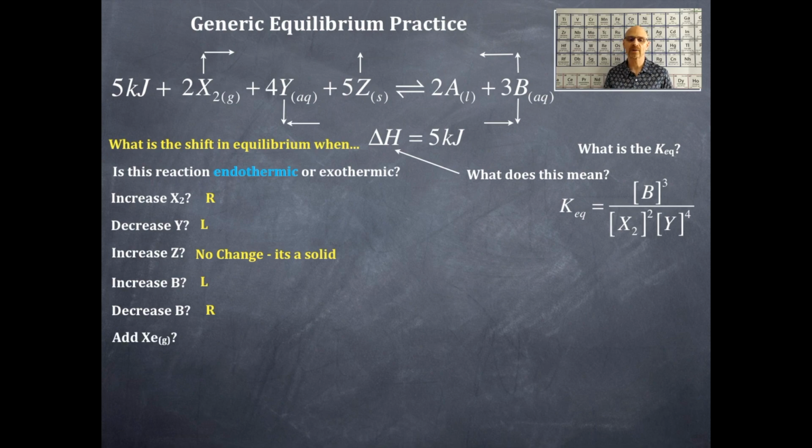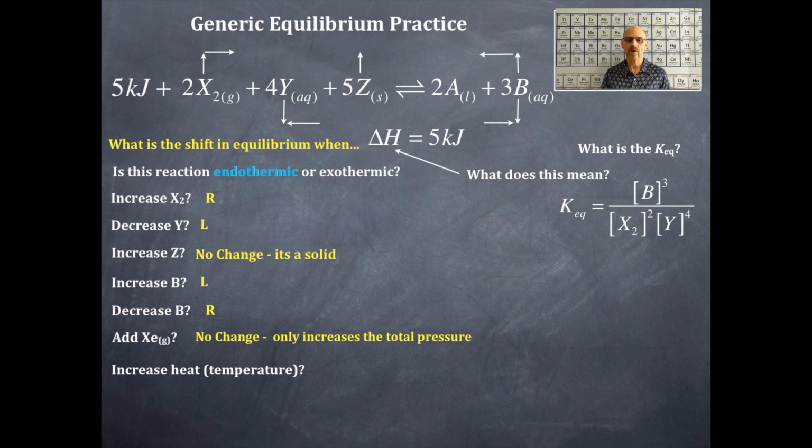Okay, what happens if I were to add xenon, which is a gas? So xenon is one of those special gases on the far right hand side, and that is a noble gas. I learned it a long time ago as an inert gas, but they don't react readily with other compounds, and xenon doesn't react with anything that's in here. So since it doesn't react with anything and it's a gas, it's just going to increase the total pressure, and there's going to be no change in the equilibrium, i.e. there's going to be no shift in the equilibrium either towards the right products or towards the left of reactants.